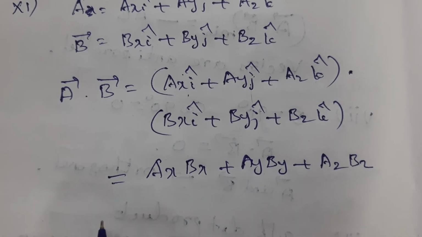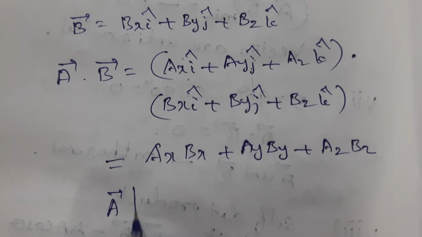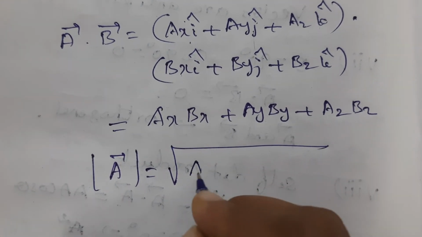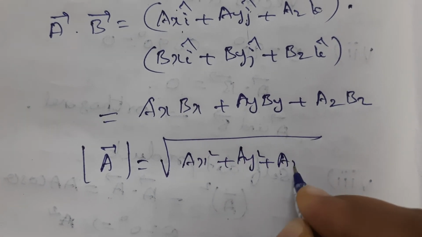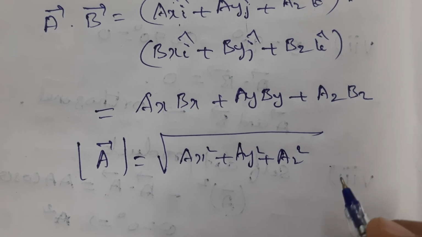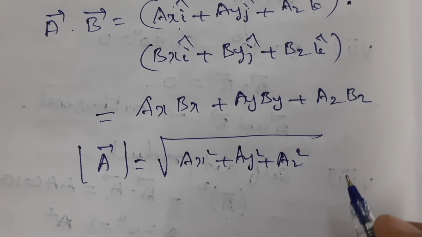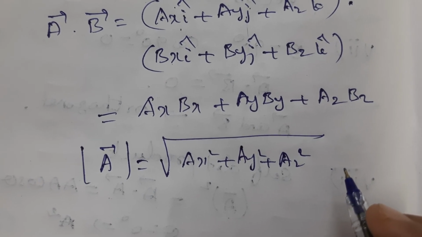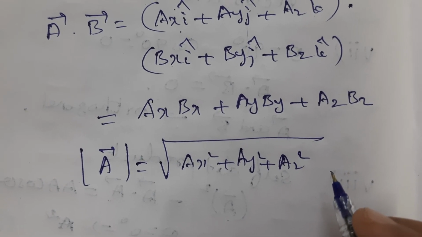So the magnitude of vector A is given by modulus A equal to root of ax square plus ay square plus az square. So these are the properties of scalar product. Very important question: properties of scalar product. There are 11 points, just recall them.